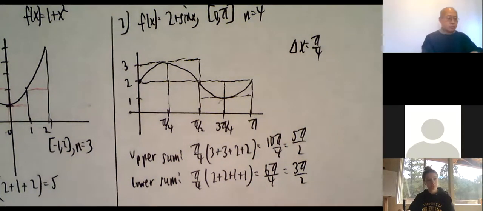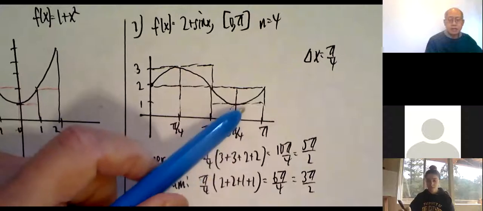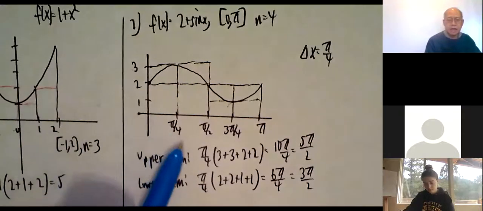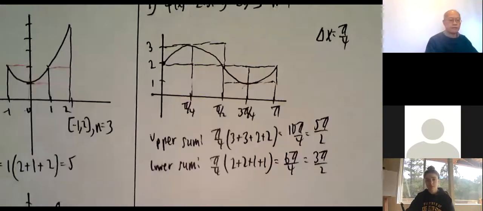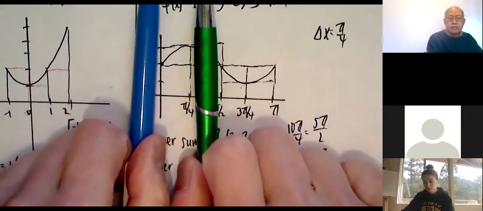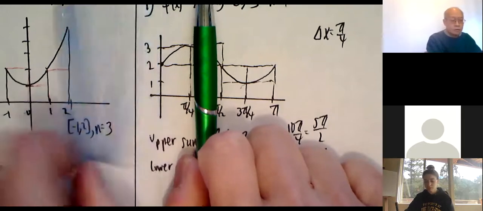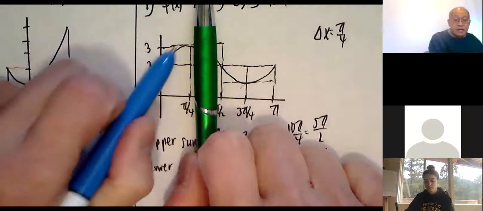Okay, so here's what you do. It's going to be base times height, base times height, base times height, base times height. Well, all the bases are the same, pi over 4, so you might as well factor out the pi over 4. Okay. Now, here's the game we're playing. Look only between 0 and pi over 4, so block out everything else. Just look at that. So the graph is like so.